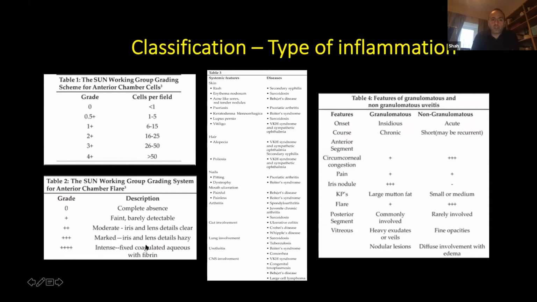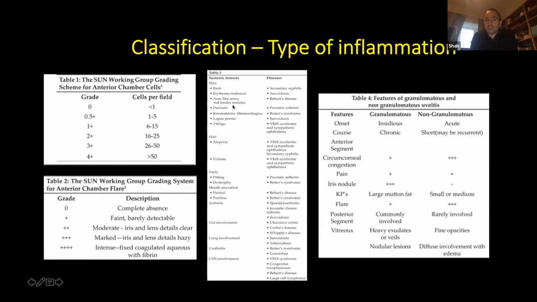So these are kind of nice explanations from the SUN working grading system. And other things to kind of mention is, as I said, take a detailed history.